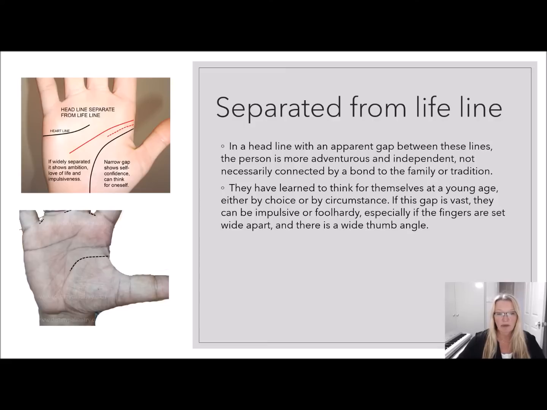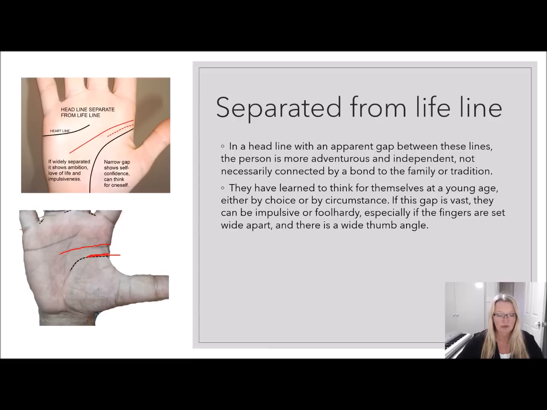So in a headline with the wide gap, they're not necessarily connected by a bond to the family. So if you imagine the lifeline as the start of the family and the mind is not connected, that's like a disconnection, which makes that person more independent. So they've learned to think for themselves at a young age, either by choice or by circumstance, and the wider that is, the more impulsive or foolhardy, especially if the fingers are set wide apart.